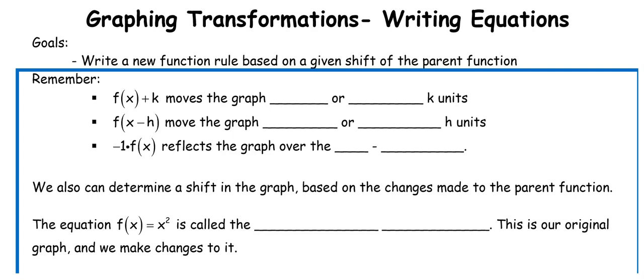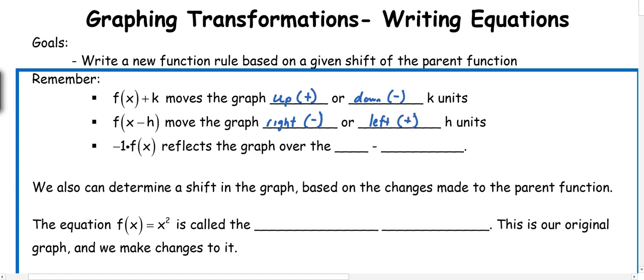This video is about graphing transformations where we're going to write the equations. So a couple of things to remember from yesterday. If we are adding or subtracting a number, that controls moving up if it's plus on the outside and down if it's a minus. If the number is inside parentheses, that controls our movement to the left and right. So we move to the right if it's a minus, and we move to the left if it's a plus. If it's being multiplied by -1, that's when we are going to reflect over the x-axis.